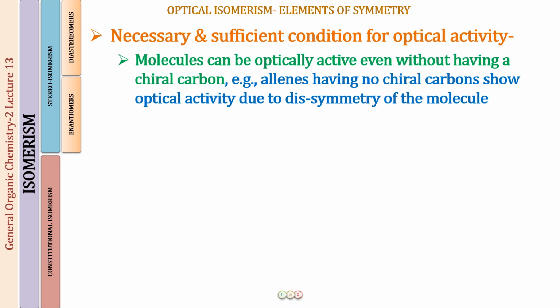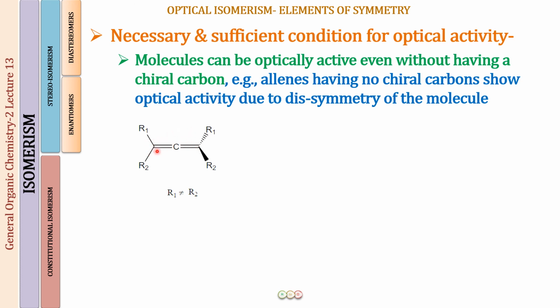Also, what you have to remember is that molecules can be optically active even without having a chiral carbon. For example, the allenes. The allenes have no chiral carbon, but still they show optical activity because of the dissymmetry of the molecule. So this is an allene, where we have carbon-carbon double bonds that are consecutive in nature. 2 carbon-carbon double bonds consecutive.